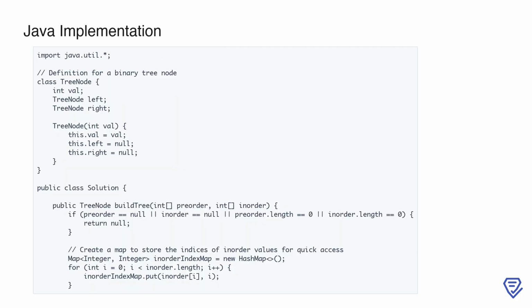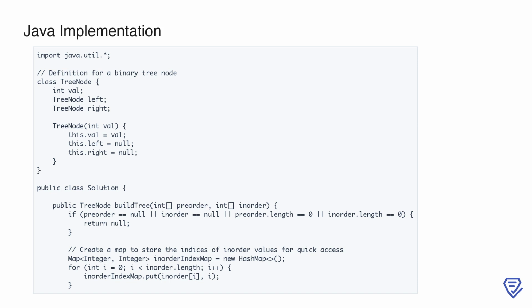Here, we start by defining the structure of our binary tree node with the TreeNode class. It includes an integer value and pointers to the left and right child nodes, both initialized to null. After that, we define our solution class, where the main method buildTree accepts two integer arrays, preorder and inorder. These represent the preorder and inorder traversals of the binary tree. The method first checks if either of the input arrays is null or empty, and if so, returns null, indicating there's no tree to construct. To optimize lookup times, we create a hash map to store the indices of values from the inorder traversal.